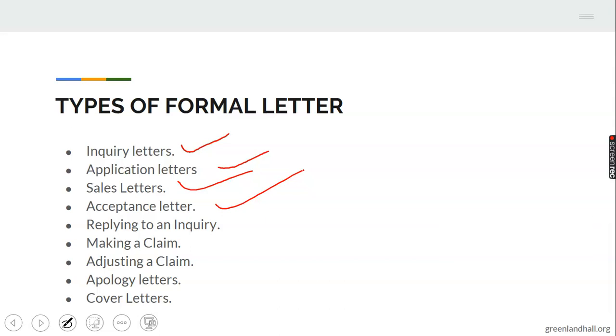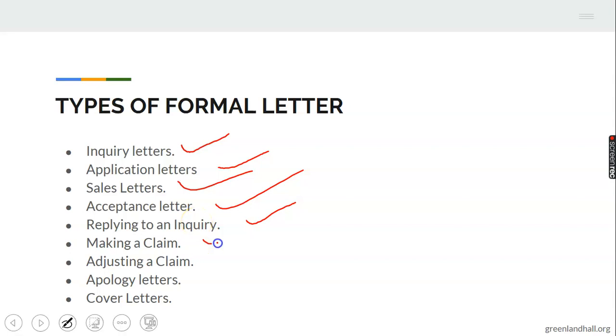It's given to students at times in the institution and even employment places to accept that you are now a member of the organization. Then reply to an inquiry. You know the first one I said, letter of inquiry. So a reply to it is also a formal letter.